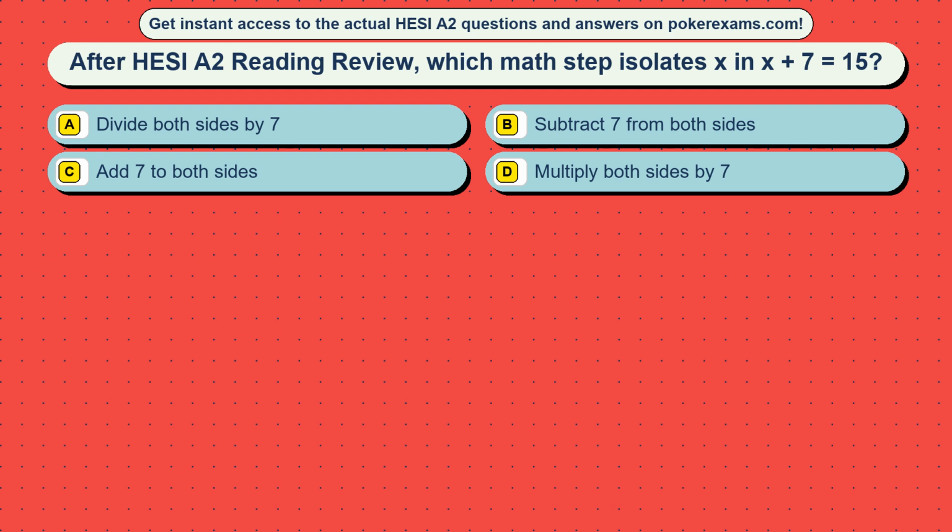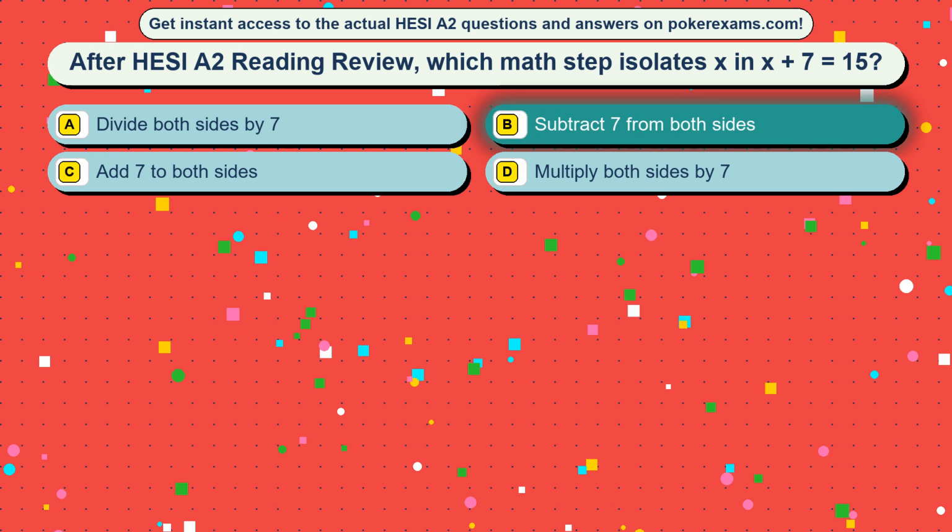Option A, divide both sides by 7. Option B, subtract 7 from both sides. Option C, add 7 to both sides. Option D, multiply both sides by 7. The correct answer is option B, subtract 7 from both sides.